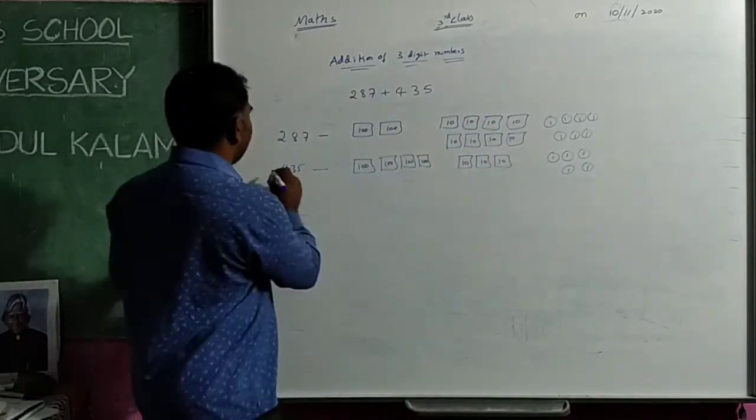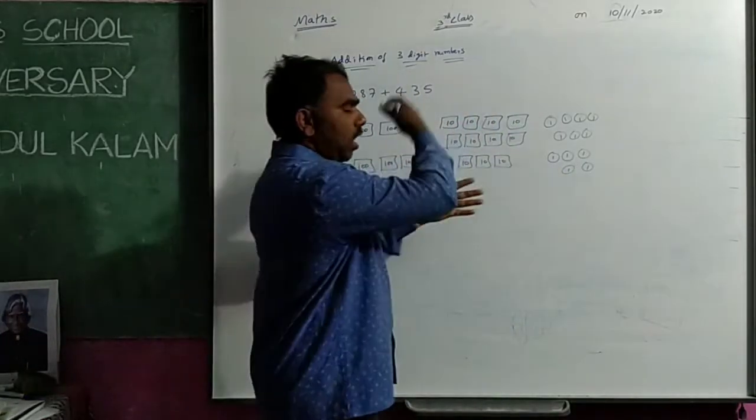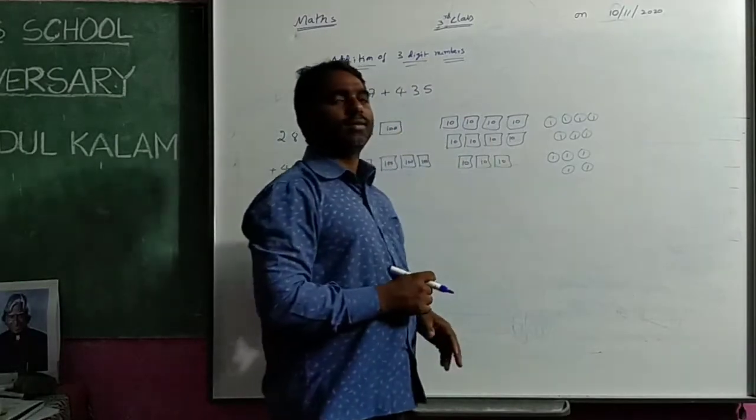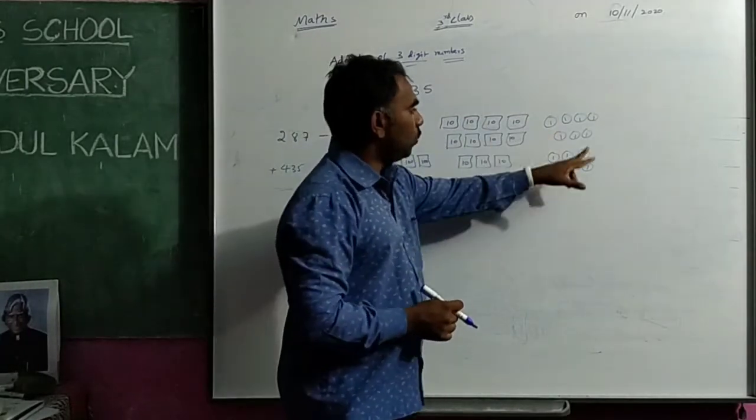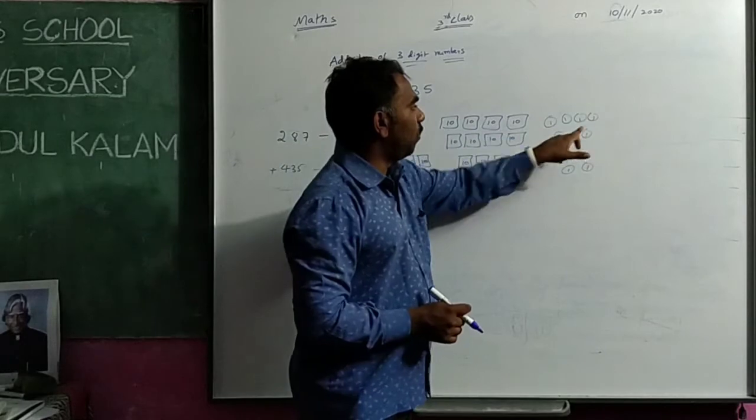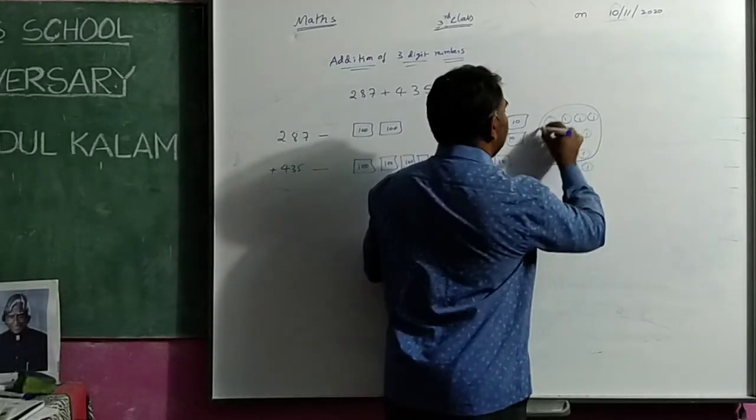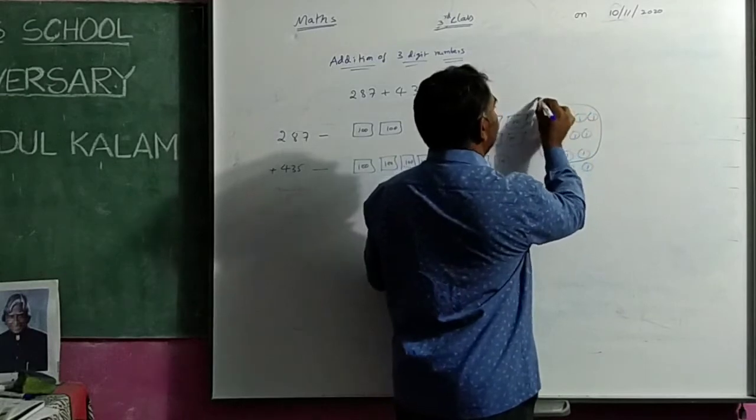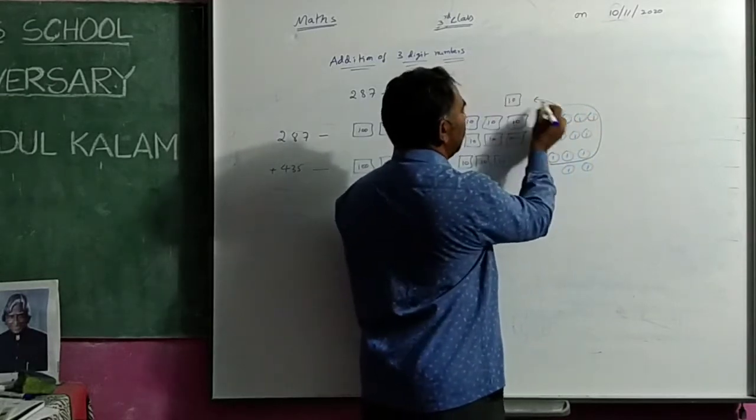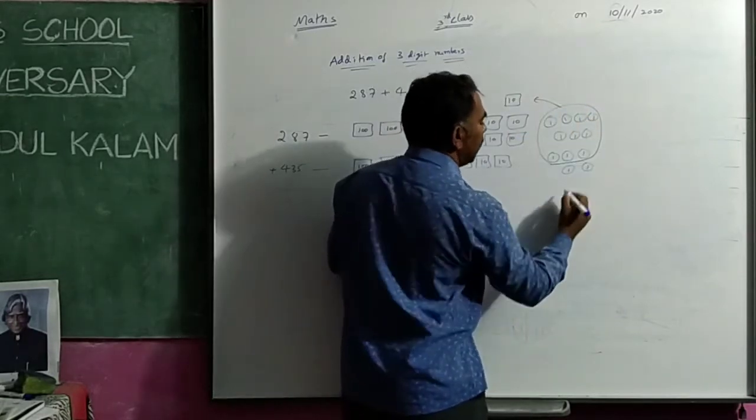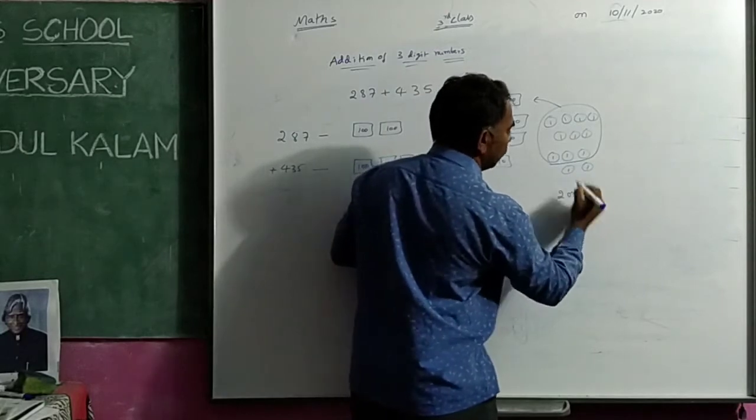Then we are going to add them, means count all together is called addition. Count all together. 1, 2, 3, 4, 5, 6, 7, 8, 9, 10. 10 ones will become 110. So 10 I have written here and the remaining 2 ones I have written here.